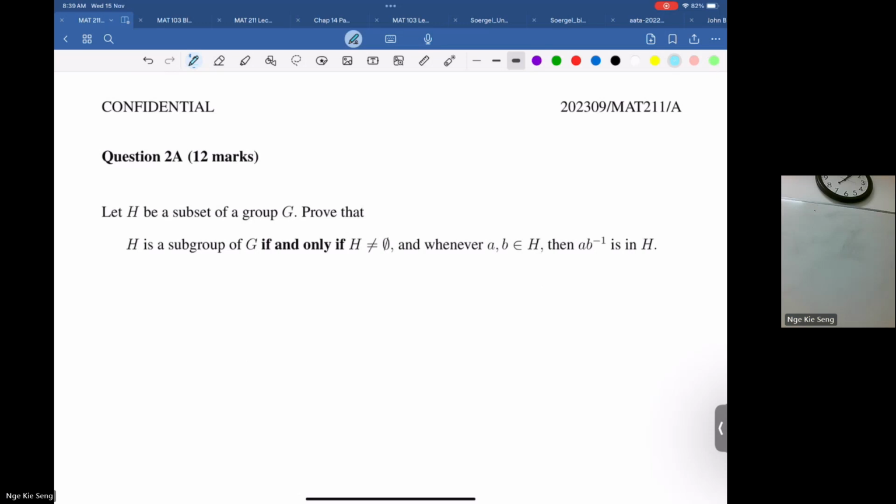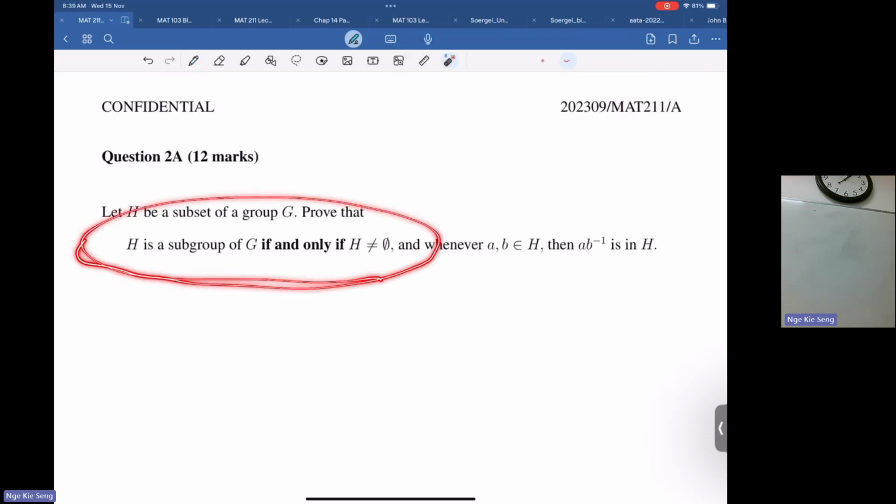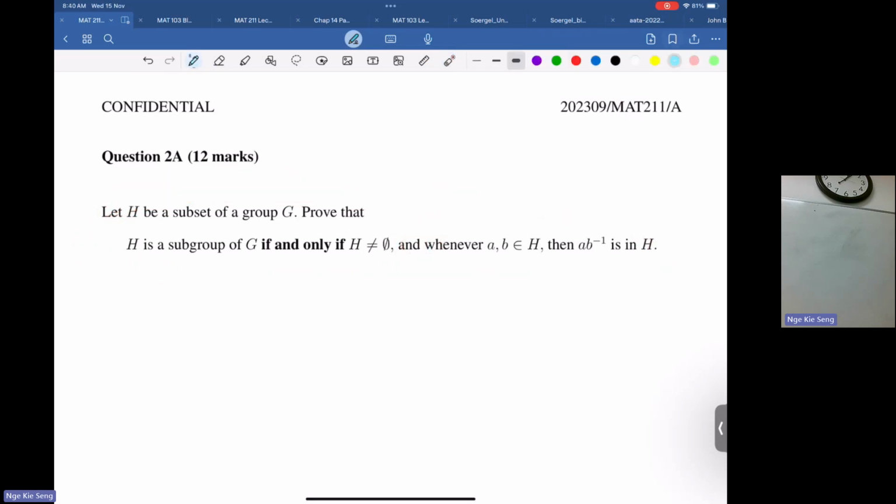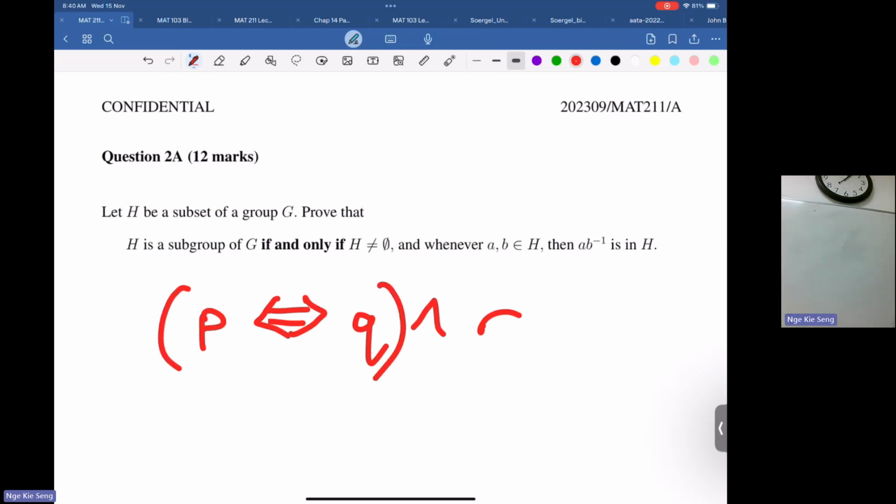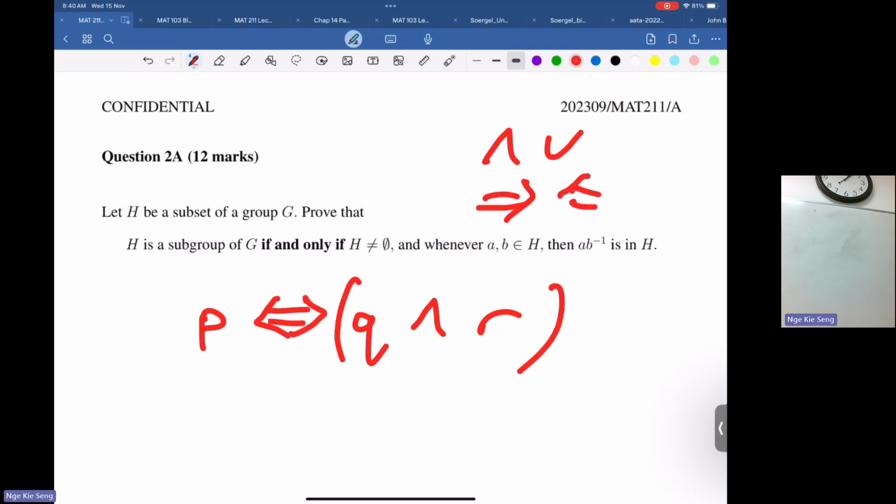Okay, so prove this. Less than 5 of you read this question wrong. You read it like if and only if H is empty and something else. So this is the logic line here: P if and only if Q and R. How do you read this? You don't read it like that. The most important thing is the AND first. So there's a hierarchy: AND first, and then the implication.